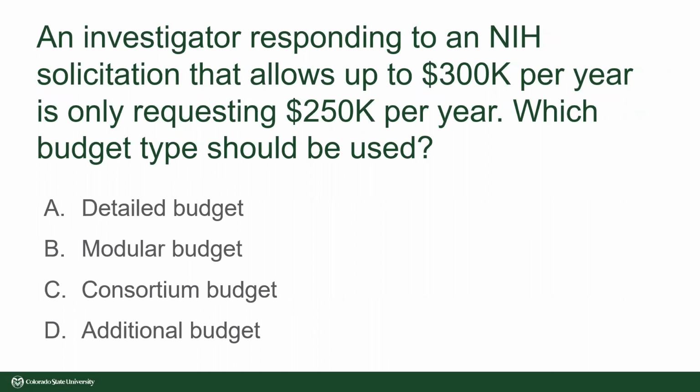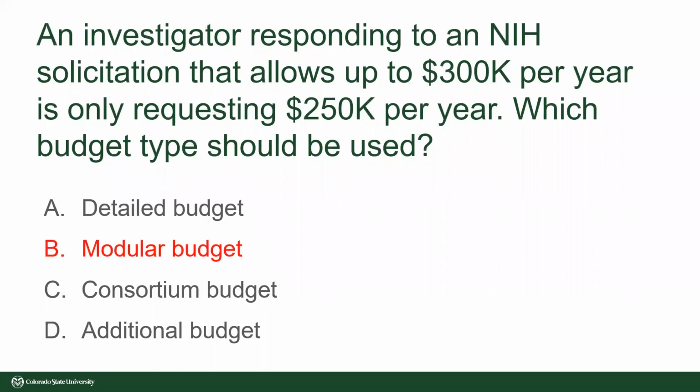An investigator responding to an NIH solicitation that allows up to $300K per year is only requesting $250K per year. Which budget type should be used? A detailed, a modular, a consortium, or an additional? Okay, a modular budget because they're only requesting $250K. If in any year they've requested up to that $300K, it switches, and they would have to use a detailed budget.